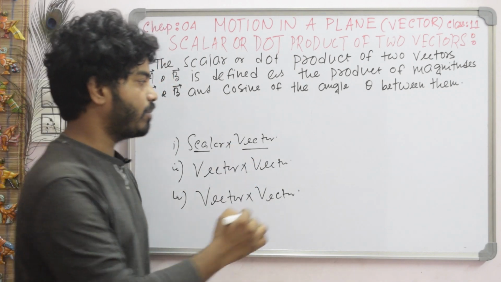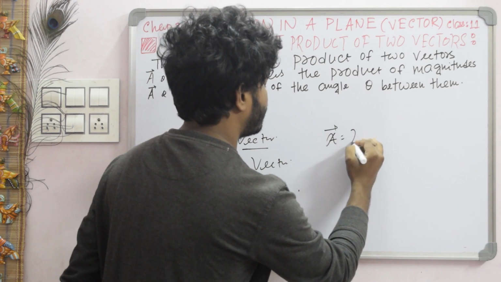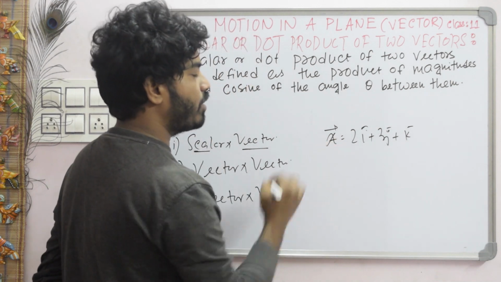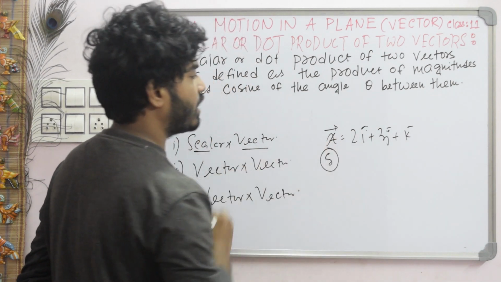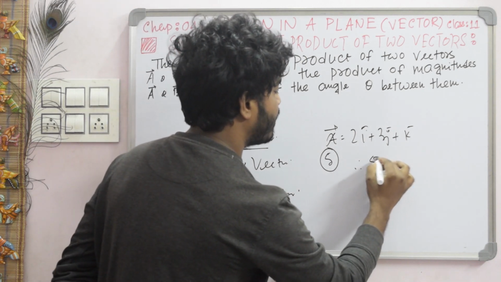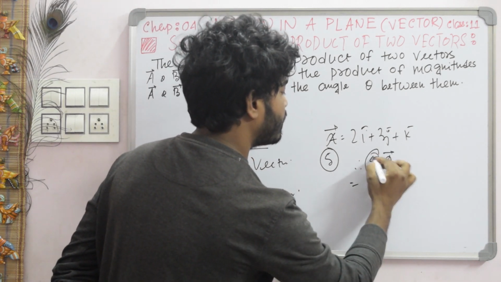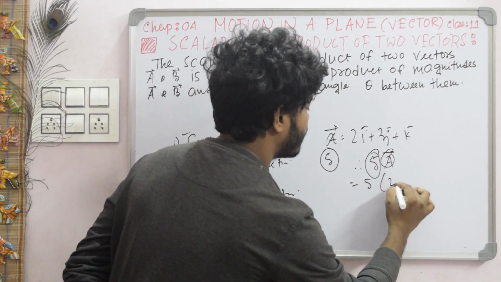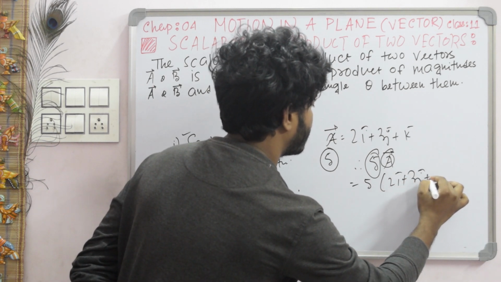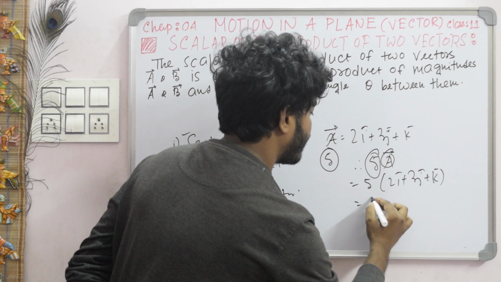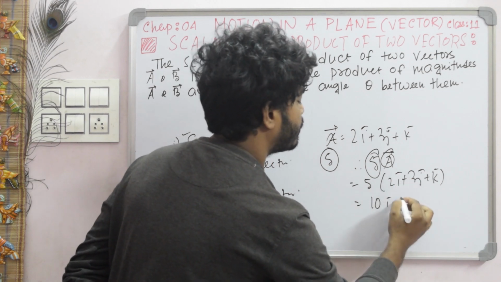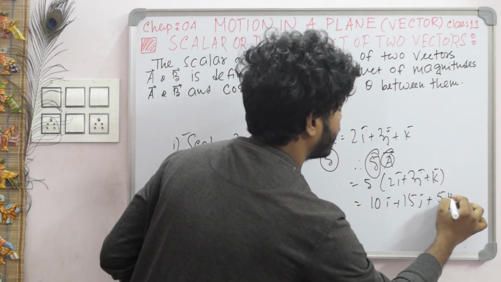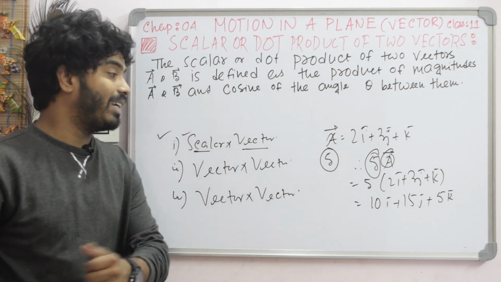Scalar multiplied with a vector: suppose there is a vector A which is given the value 2i cap plus 3j cap plus k cap. Now you have to multiply this vector with a scalar value. Suppose you have to multiply this vector with a scalar value 5. So what is the answer? That is 5A vector. So this is scalar and this is vector. This is scalar multiplied with vector. So 5, and in case of vector you write 2i cap plus 3j cap plus k cap. So this gives 10i cap plus 5 into 3, that is 15j cap, plus 5 into k, that is 5k cap. So this is our first point, that is scalar multiplied with a vector.